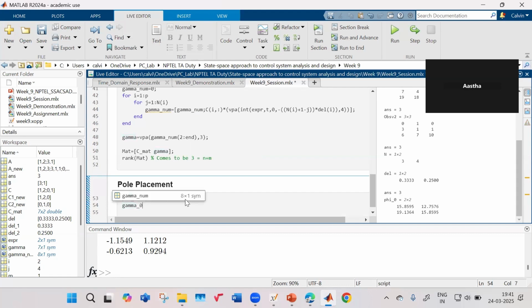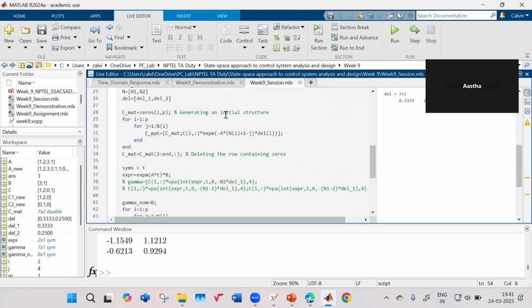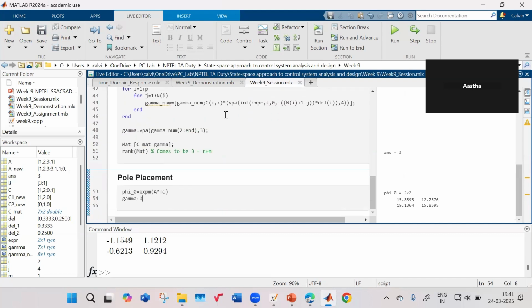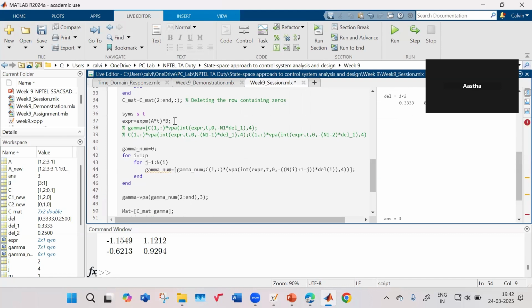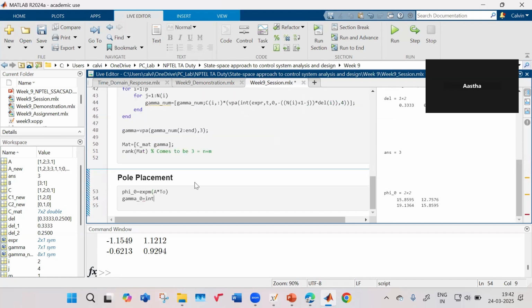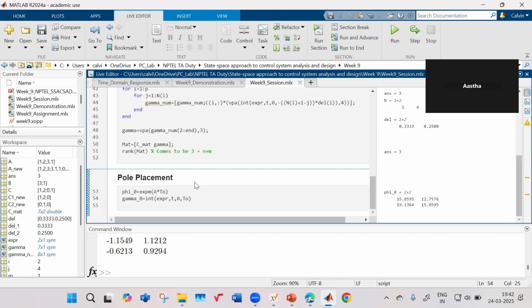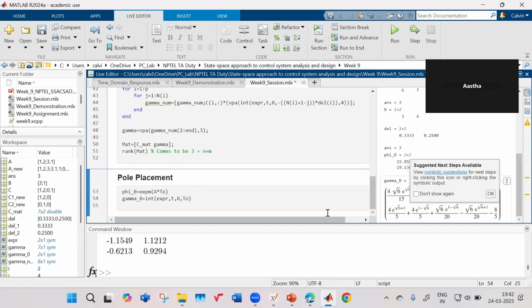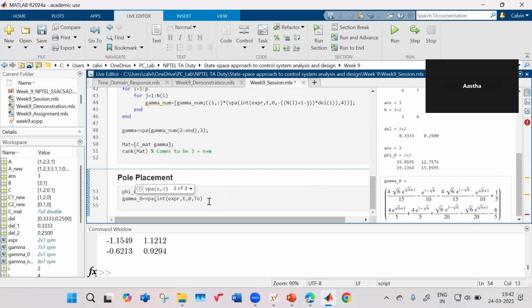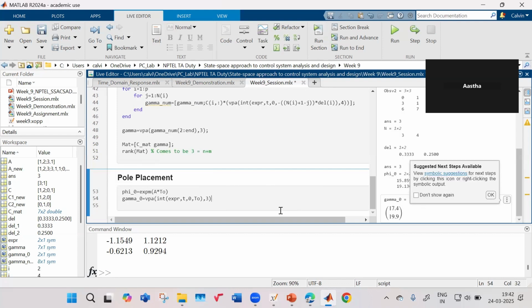Then gamma naught is given by our integral. This is our expression. Integral of the expression from t equal to 0 to t naught. Okay, this is the integral of that. So what is gamma naught? It comes like this. We want it to be numeric, so we do VPA of 3. Let's see what it comes to. So this is our gamma. So we got our phi naught, we got our gamma naught.